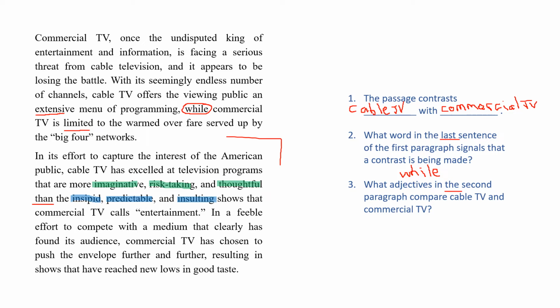Insipid? Well, insipid means there's not a lot of thought gone into it. It's not very deep. It's not very meaningful. Predictable means we can guess what will happen. And insulting means that we do not think very highly of the people that are watching. So if the TV company is insulting, it means that they show very simple programs because they think their audience will like it. They have a low opinion of the audience. So the ones in green are for the cable TV and the ones in blue are for commercial TV.